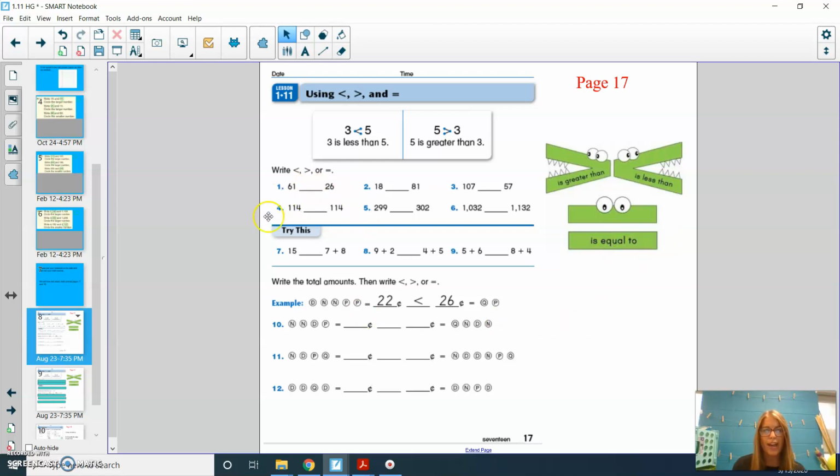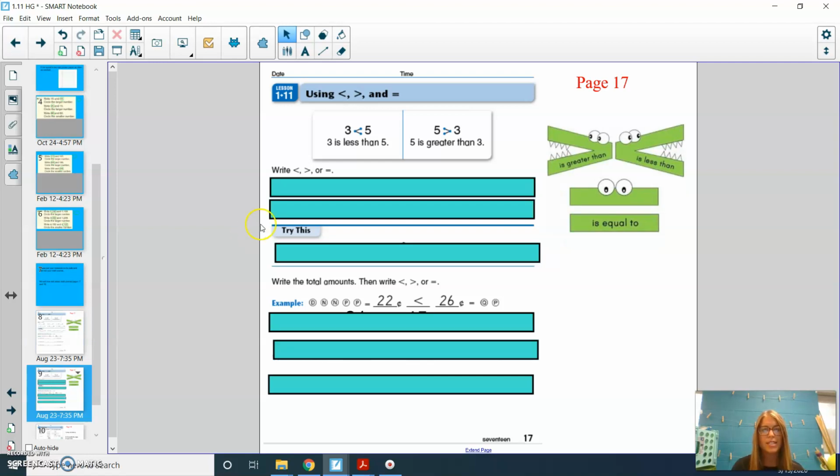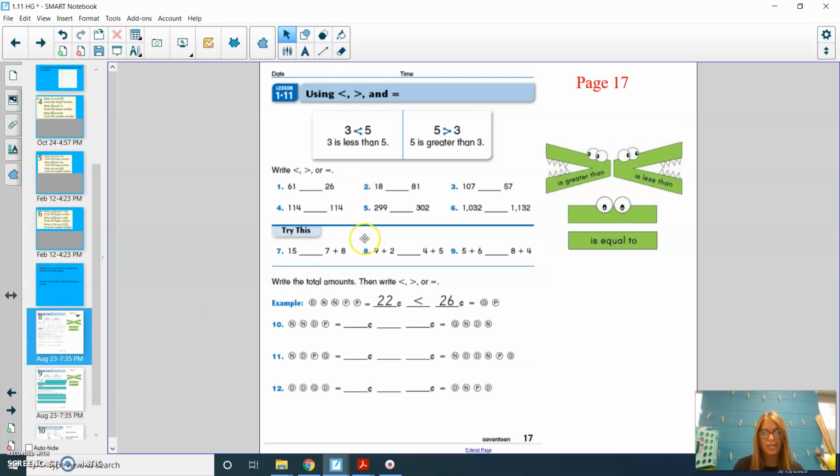So second graders, if I just do one of them with you, if I'm just looking at number 1, and I have 61 and 26, well, I know that 61 is greater than 26. So I make sure that that alligator mouth is open to that 61. Could you try solving as much of this page as you are able, and then press play when you're ready to hear the answers. Press pause now.